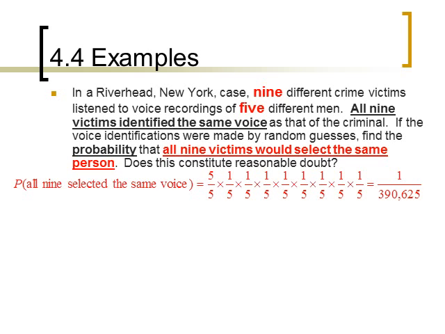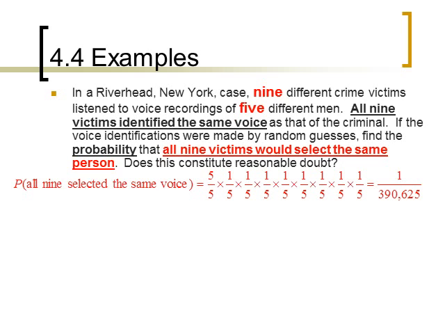Now, the first person that goes, if we're finding the probability that this is just a guess, it doesn't matter who they pick. They can pick any of the 5 people. So that's why the very first person's probability is 5 out of 5, because they can pick any of the different voices that they listen to.